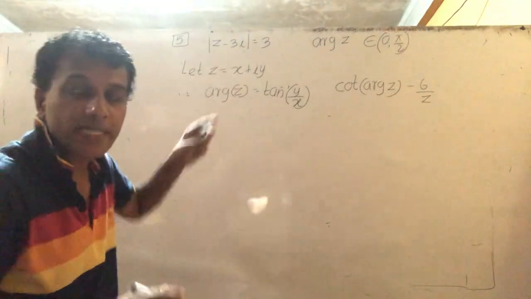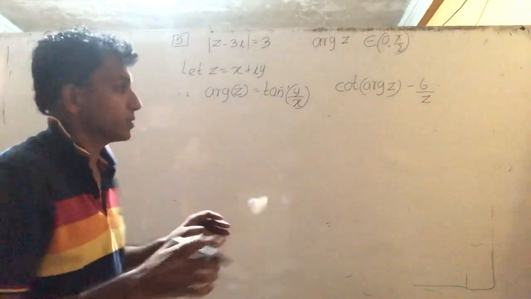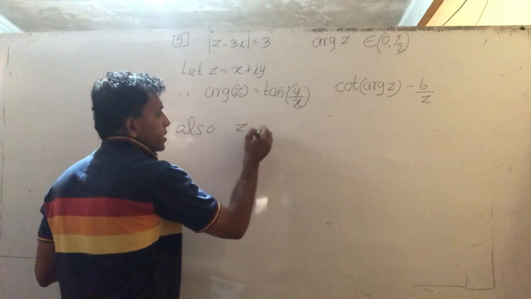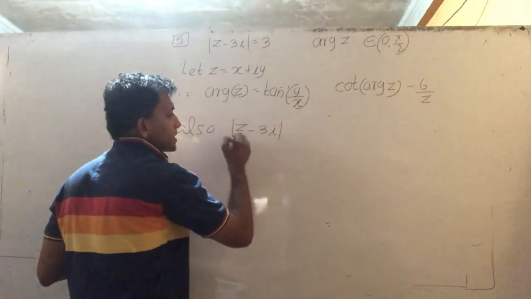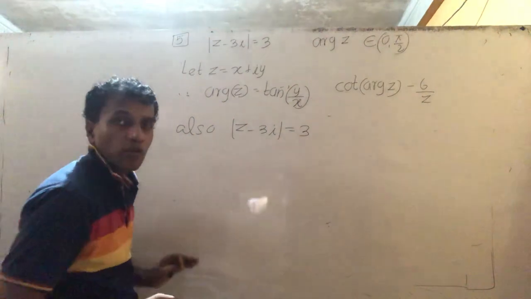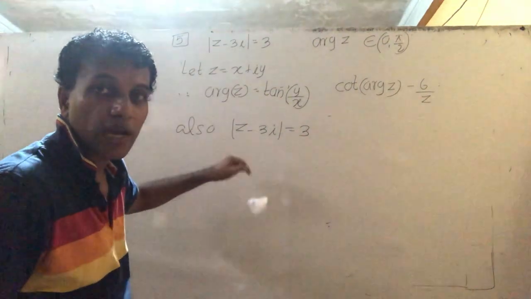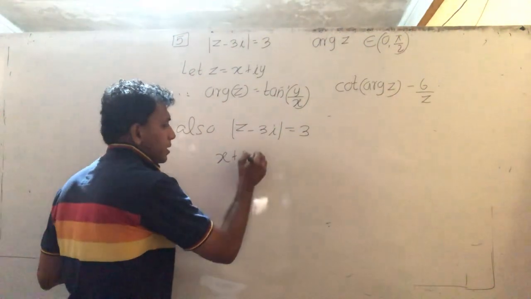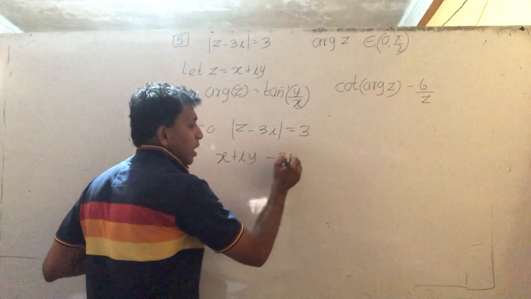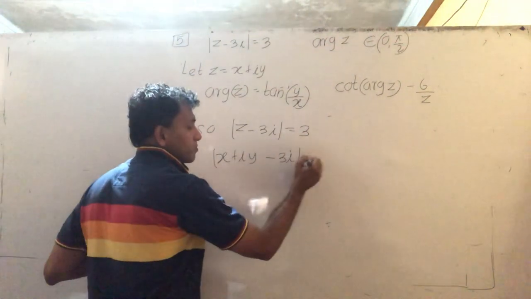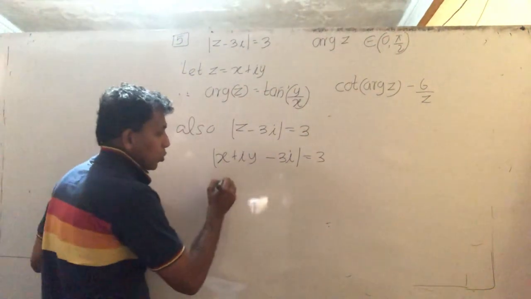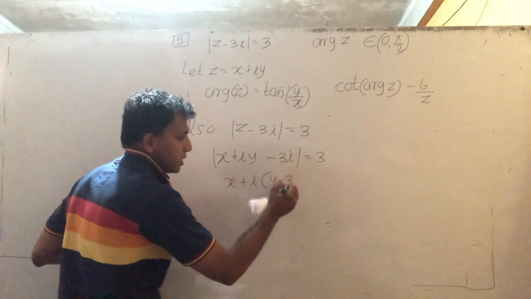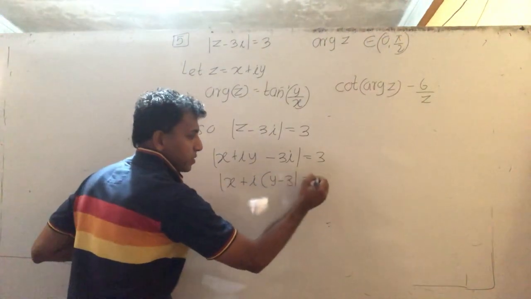Okay, also, what is the modulus of z minus 3i? The modulus of z minus 3i is 3. We write z as x plus i y. Z is x plus i y, x plus i y minus 3i, modulus is 3. So if I rearrange the imaginary part, the modulus of x plus i times y minus 3 is 3.